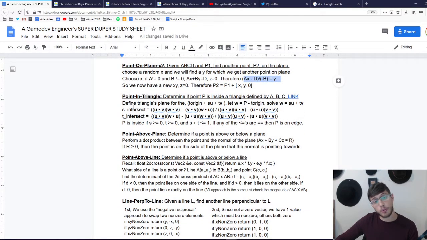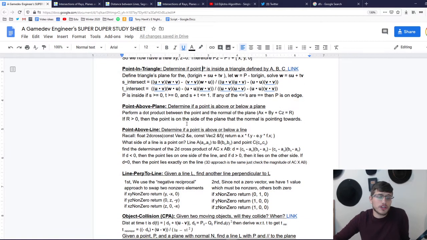Okay, so to find a point in a triangle, this is an interesting question. Basically you have to determine if a point P is inside a triangle defined by points A, B, and C. I'm not going to explain that because the proof is a little complicated, but there is a link in the guide, and if you follow that link, it's explained. And I think this is a GeomAlgorithms algorithm.